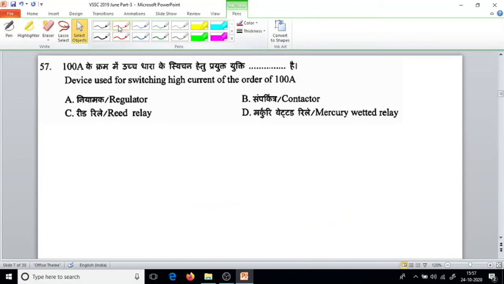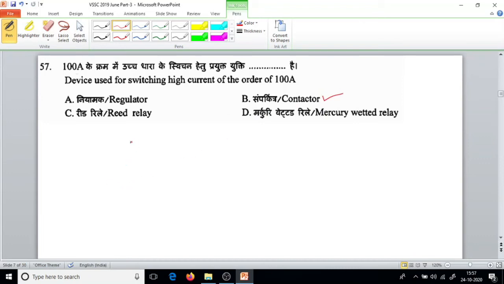Question number 57. Device used for switching high current of the order of 100 amps. Option A, regulator. Option B, contactor. Option C, reed relay. Option D, mercury wetted relay. Out of these, the answer is contactor.